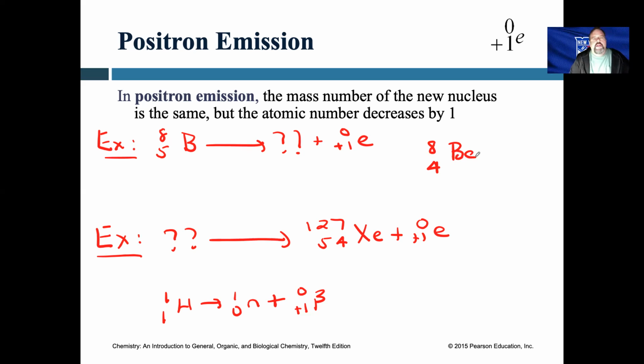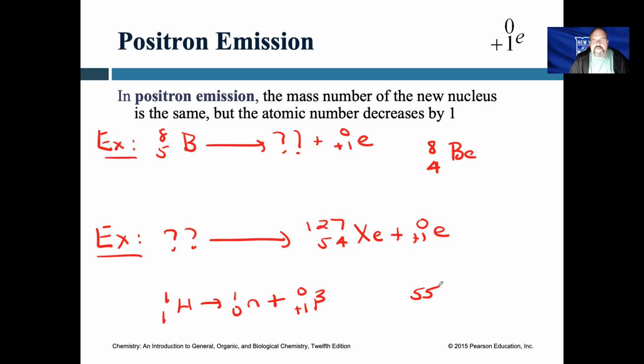On the second example, let's try to find what the positron emitter was. It releases a positron to become xenon with a mass number of 127. Let's start with the atomic numbers first. On the product side, we have 54 plus 1. 54 plus 1 is 55. So our mystery substance has an atomic number of 55.